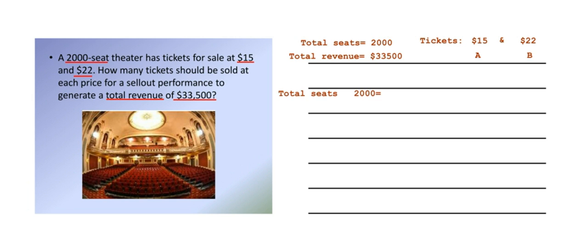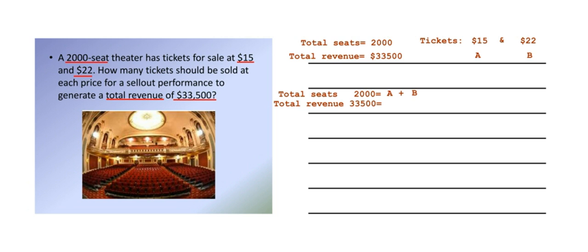So let's start out with the total number of seats. In order to get the total, 2,000 seats, we take A and B, and what do we do: add, subtract, multiply, or divide? Which would you prefer? Once again, we want to add the number of tickets sold at A price plus the number of tickets sold at B price. It's the number of seats, because we're not talking about price yet. So we're going to add A plus B, which gives us a total of 2,000 seats.